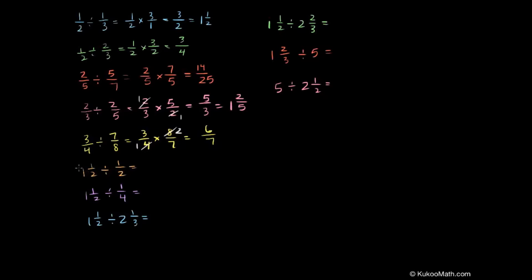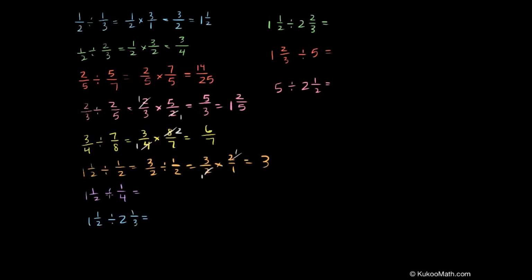Next problem, 1 and 1/2 divided by 1/2. First step is to change the mixed fraction into an improper form. So this is 3/2 divided by 1/2, which equals 3/2 times 2/1. And then when we simplify this, 2 and 2, that becomes 1 and 1. Now we have 3 times 1 over 1 times 1, which is just 3.